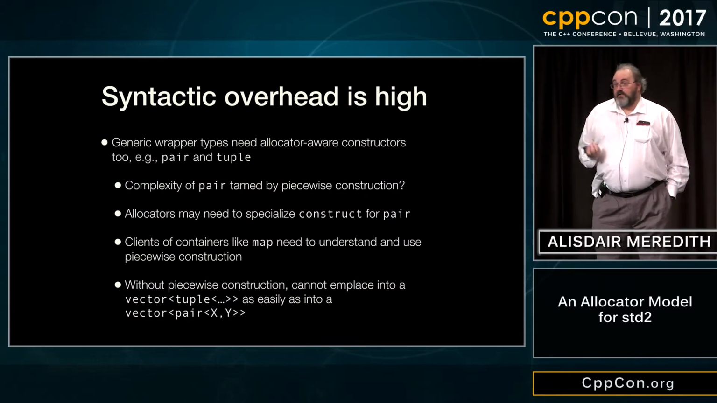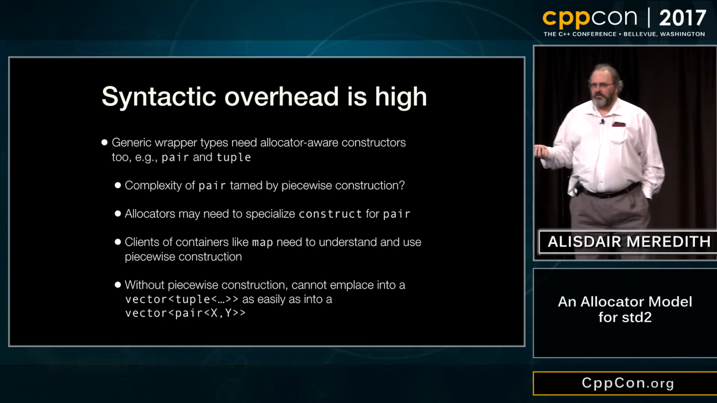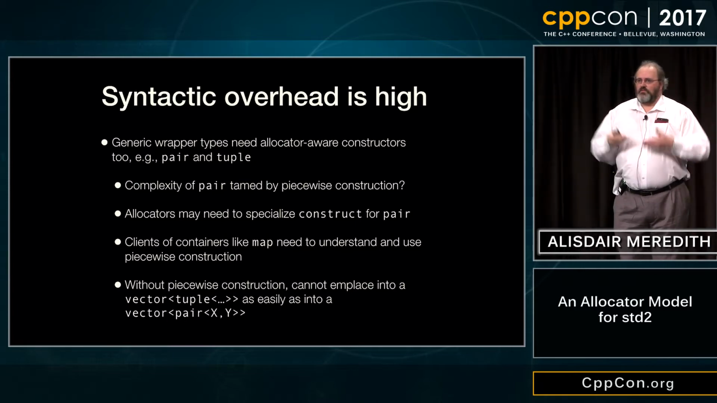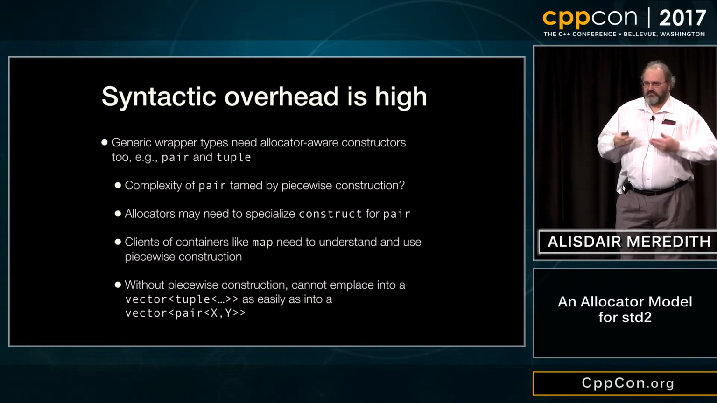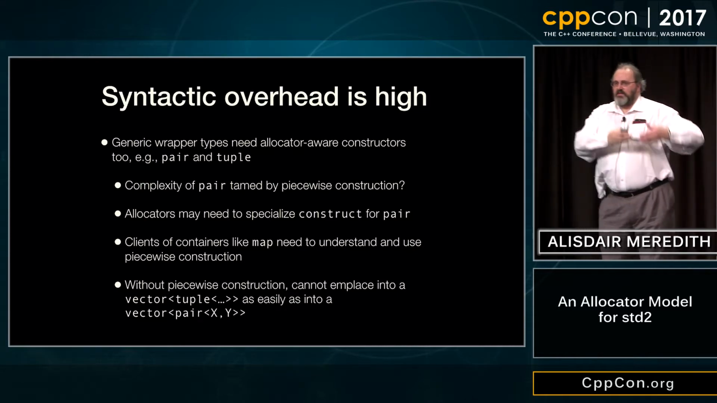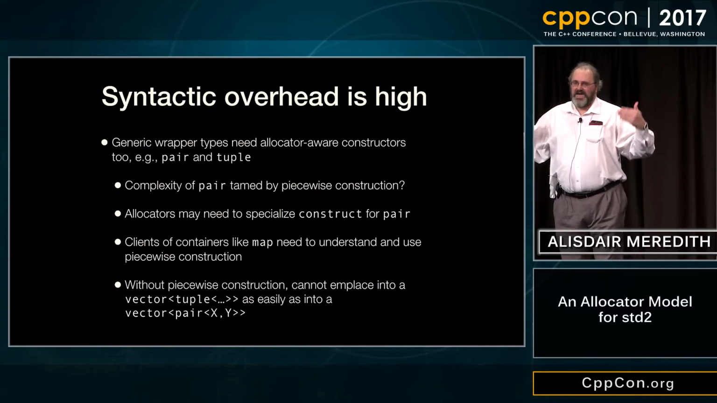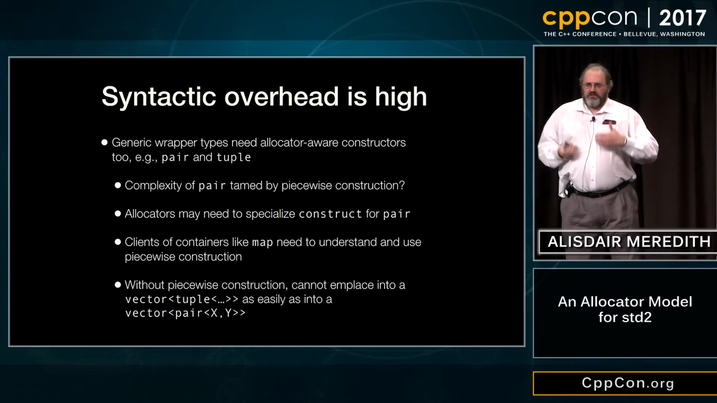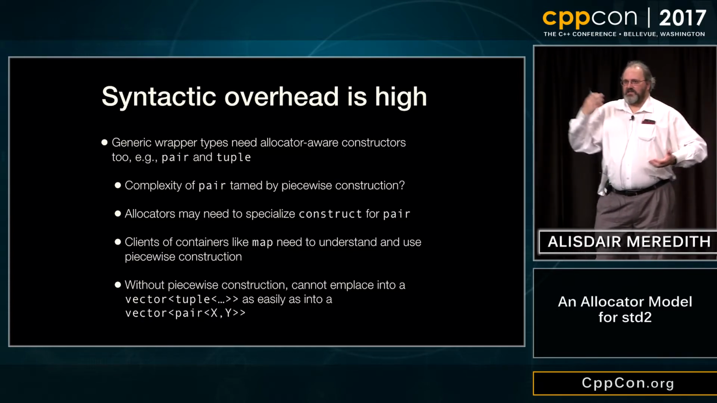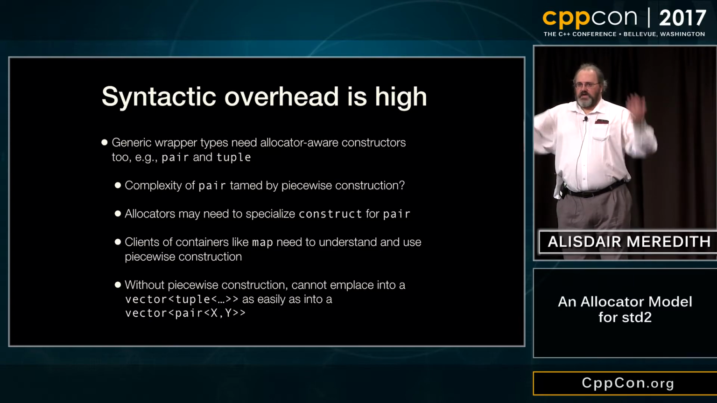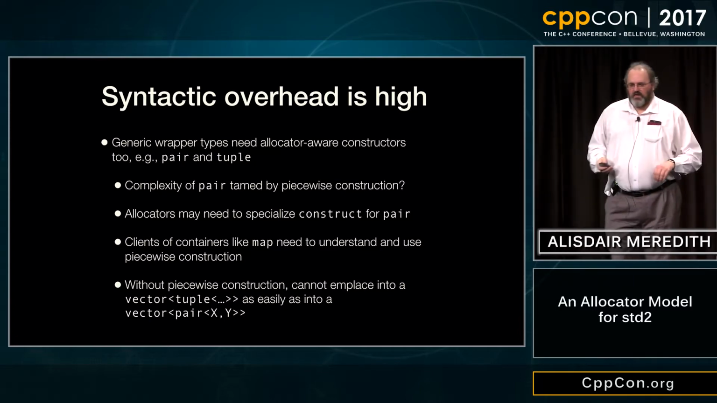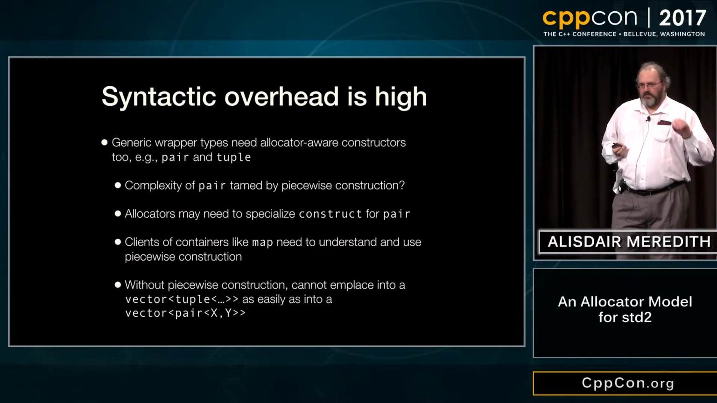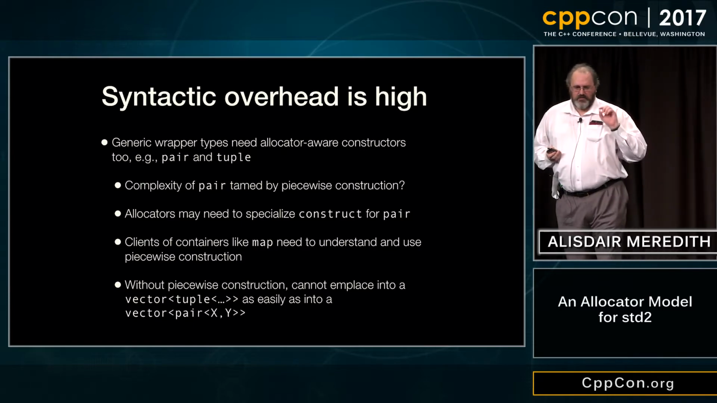Then we end up with generic wrapper types like pair and tuple, because they don't know the element you're constructing. I might need to pass allocators through to the elements of the pair, even though the pair itself doesn't allocate. So now we have allocator support in things like pair and tuple, because we have to be able to pass the allocators down through the library.